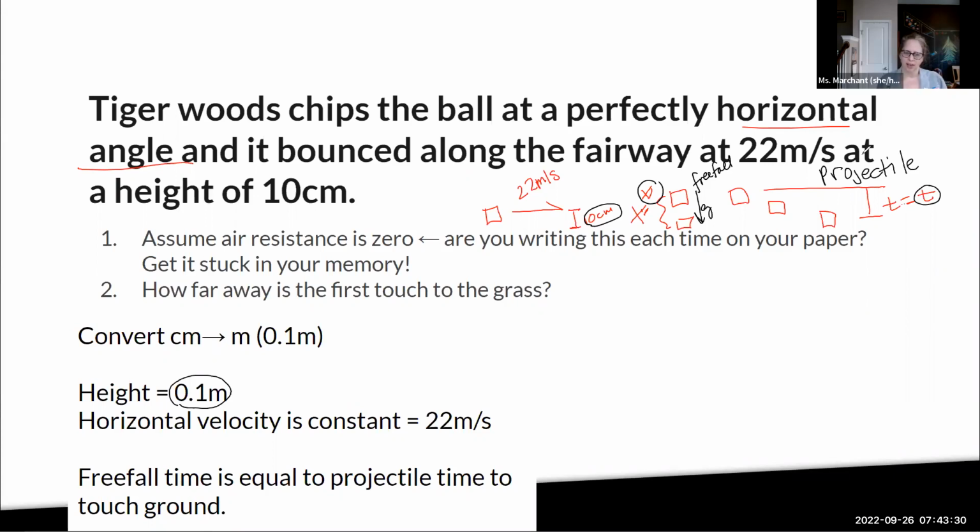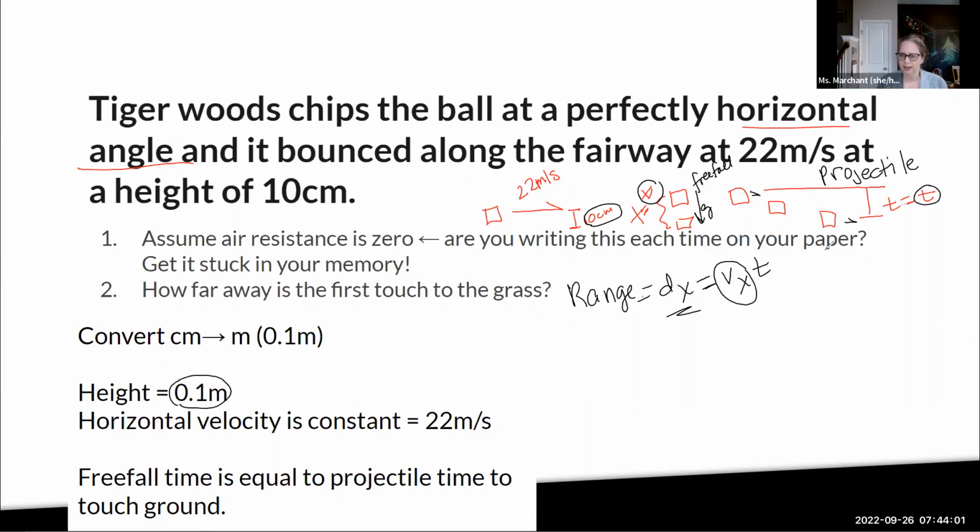So if we know that, what formulas do we have? We have that distance formula again that we can use, okay? How far away is the first touch to the grass? So that's the range, because that is the distance in the x, which is equal to the velocity in the x times the time. Same problem as before. We want to find the distance in the x. We have the velocity in the x. Remember, it's 22 meters per second.